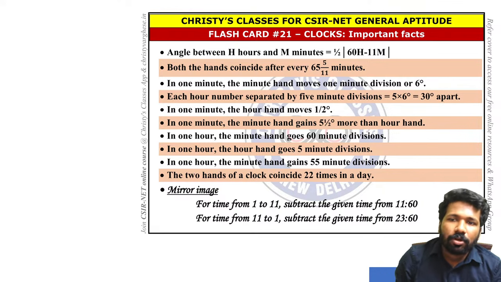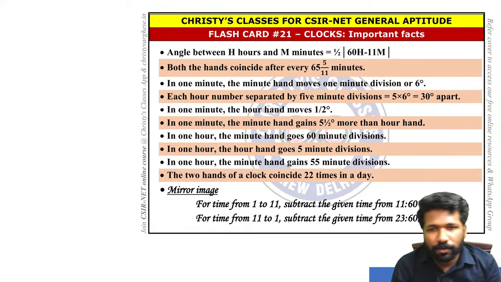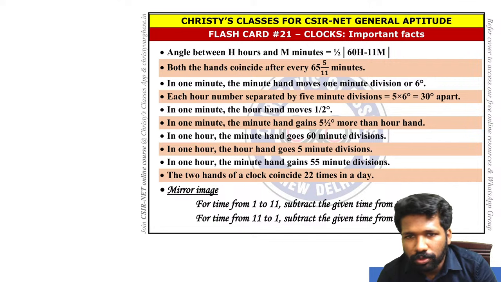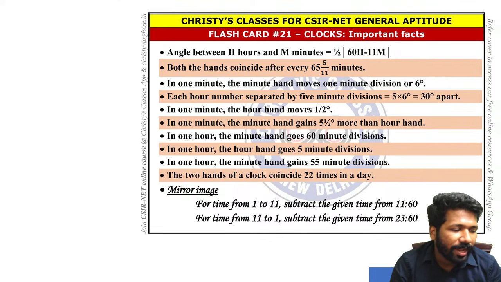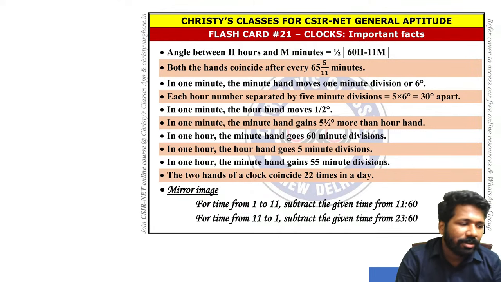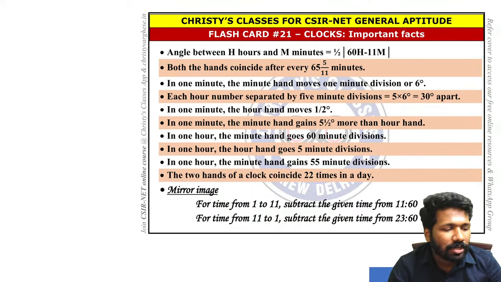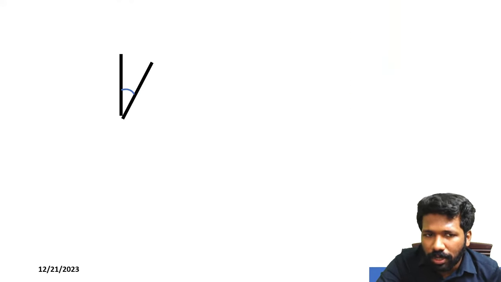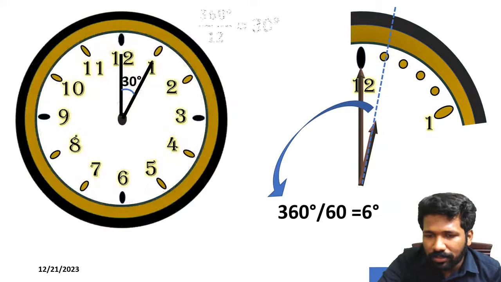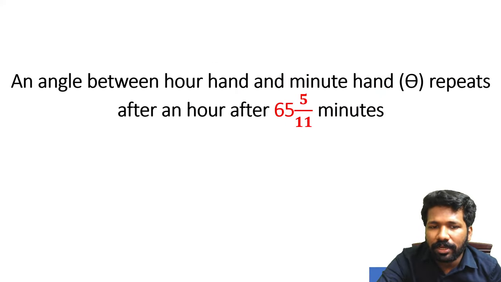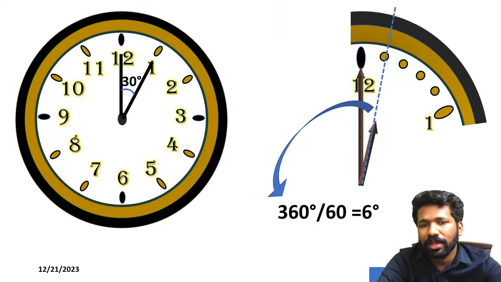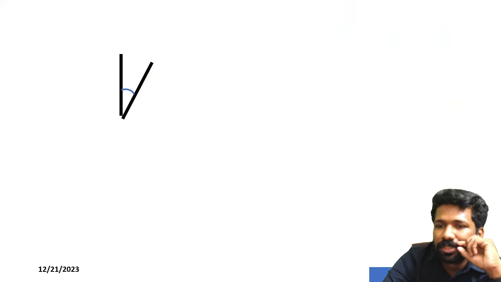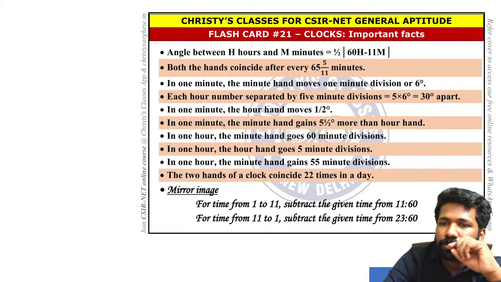So let us start. Clock problems, or the important aspects of clocks. The first important thing you should know is that most of the questions are based on an analog clock. Very rarely are digital clock related questions asked. For an analog clock, as you know, there are three hands: minute hand, hour hand and seconds hand. But we are more concerned about the minute hand and hour hand only. So questions are also based on the minute hand and hour hand most of the time.